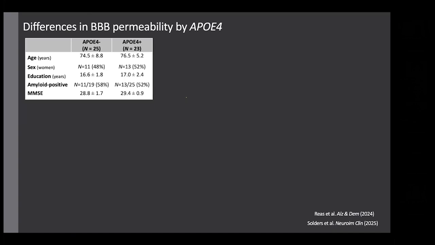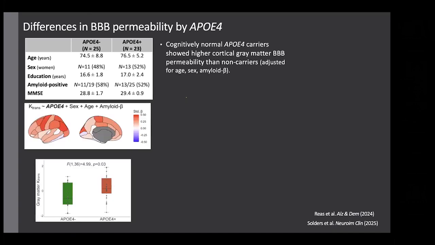And these data have been published last year and this year, including a paper that just came out by my fantastic postdoc, Serafina Solders. So we found that ApoE4 carriers here in orange showed increased cortical gray matter permeability compared to ApoE4 non-carriers. And when Serafina looked at the regional distribution across the brain, she found that it was pretty widespread, but followed this interesting distribution of really kind of a superior distribution, especially in the frontal and temporal regions.